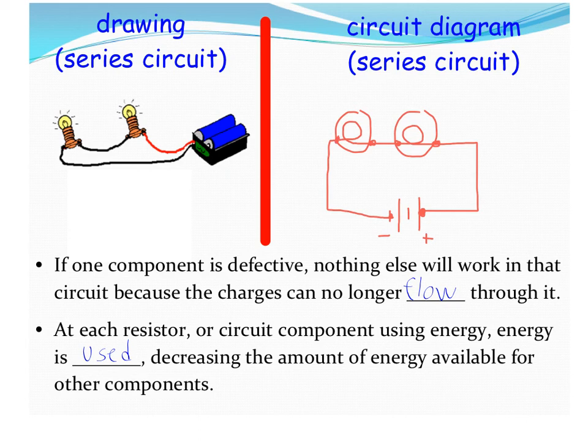So if one component is defective in this circuit, nothing else will work in that circuit because the charges can no longer flow anywhere. There's a gap in your road. And at each resistor, that's each light bulb, energy is used. So that's going to decrease the amount of energy available for the other components in the circuit.